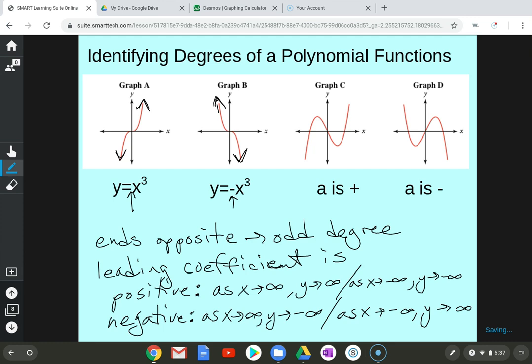And the graph doesn't have to be a simple cubic. This cubic here, which has some local maxes and mins in the middle, still follows end behavior. We're just looking at the ends. So if your leading coefficient is positive, left points down, right points up. Leading coefficient is negative, left points up, right points down.